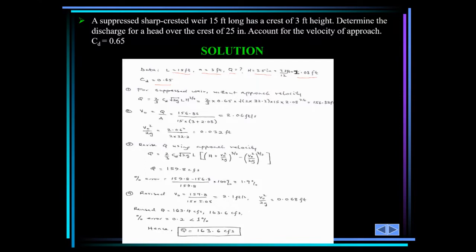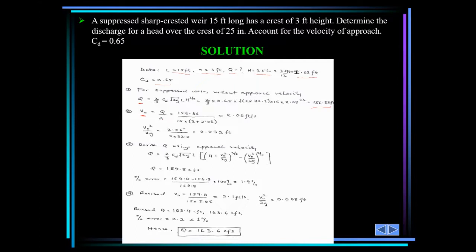So for a suppressed weir, without approach velocity now, we use the formula to find Q. We neglect the approach velocity in the first instance because we have to use the discharge to find the approach velocity. So we neglected the approach velocity and found the discharge 156. And then we find the approach velocity now using the discharge that we found.